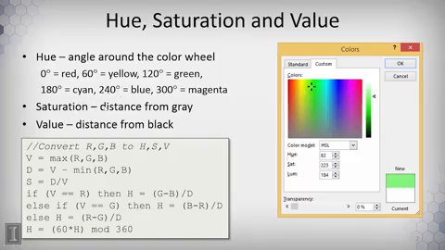Saturation is how intense a color is, what is its distance from a dull gray to a vibrant version of that hue. And then value is how bright the color is, its distance from black. And so if you're given a color in RGB, there's a little bit of code here that would show you what the color should be in HSV. And a similar color space is used anytime you're picking colors in applications.